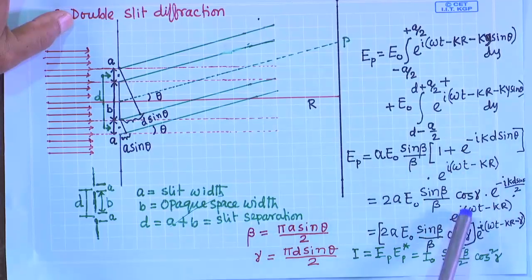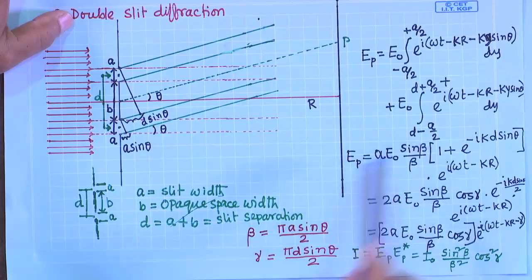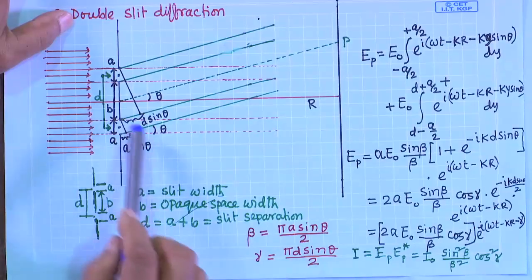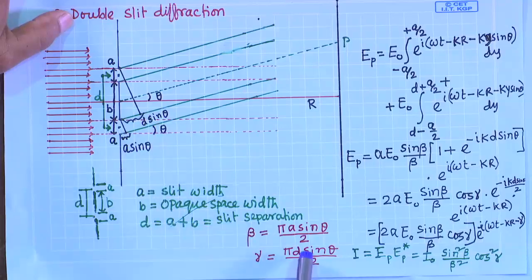This part will give basically cos gamma e to the power i k d sin theta by 2. So what is gamma? Gamma is basically pi d sin theta by 2, and beta obviously pi a sin theta by 2. That is the path difference d sin theta, which is why it is k d sin theta divided by 2. So 2 pi by lambda. What is lambda?